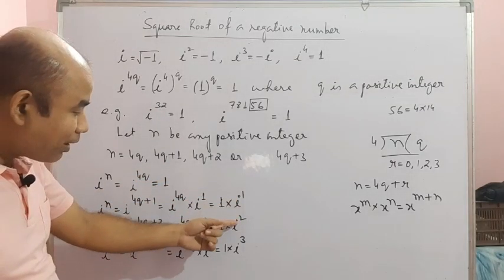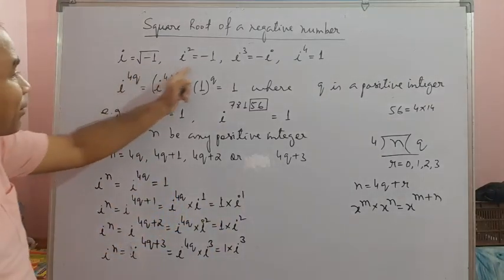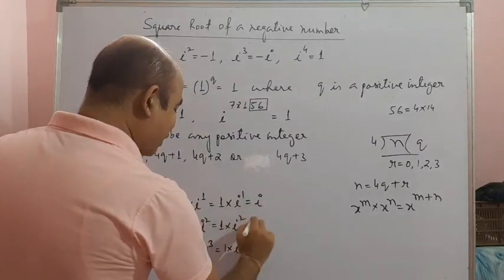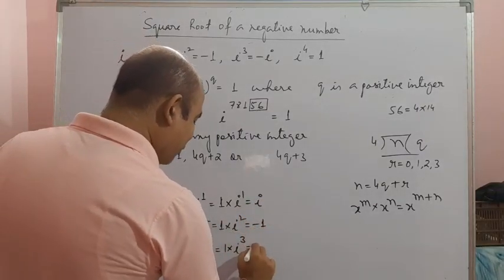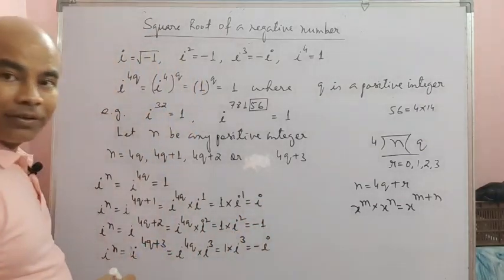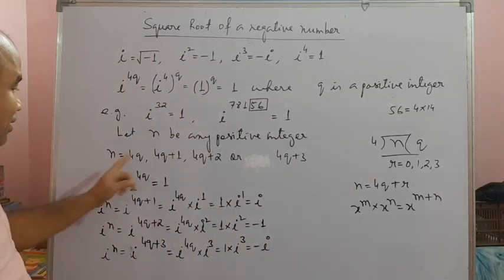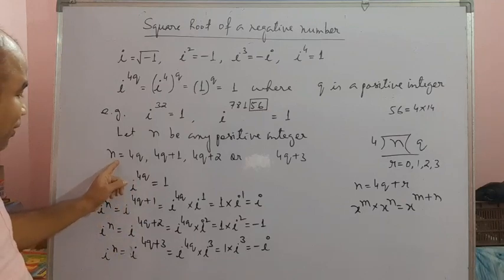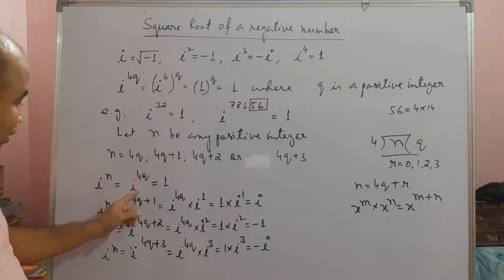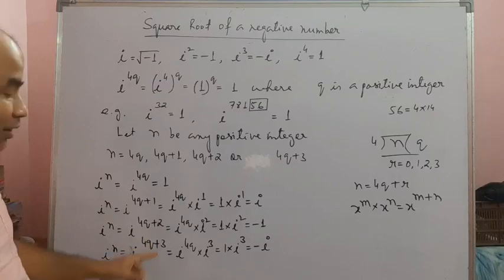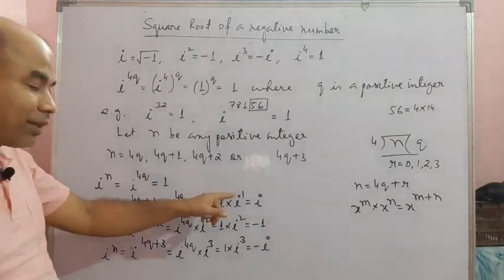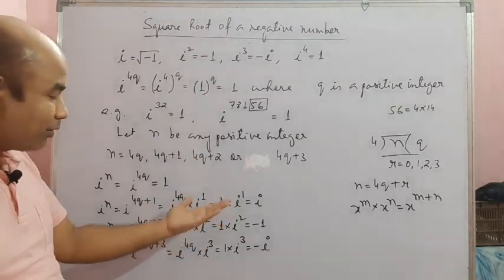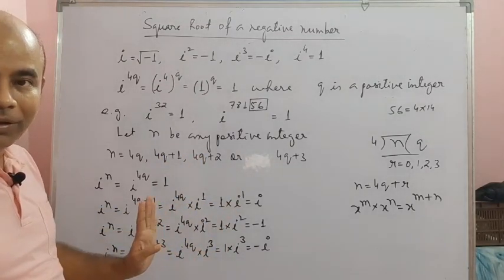Now, i to the power 1, i to the power 2, i to the power 3. What are their values? You already know. I to the power 1 means i, which is the square root of minus 1. I square means minus 1. I cube means minus i. So if n is any positive integer, we divide it by 4 and accordingly get remainder 0, 1, 2, 3. Ultimately, the power of i is equal to that particular remainder. So it is i to the power 0, i to the power 1, i to the power 2, i to the power 3.